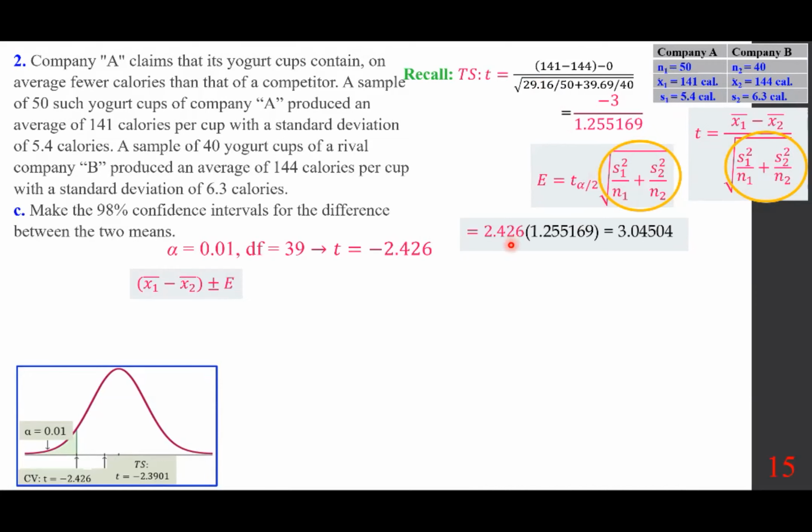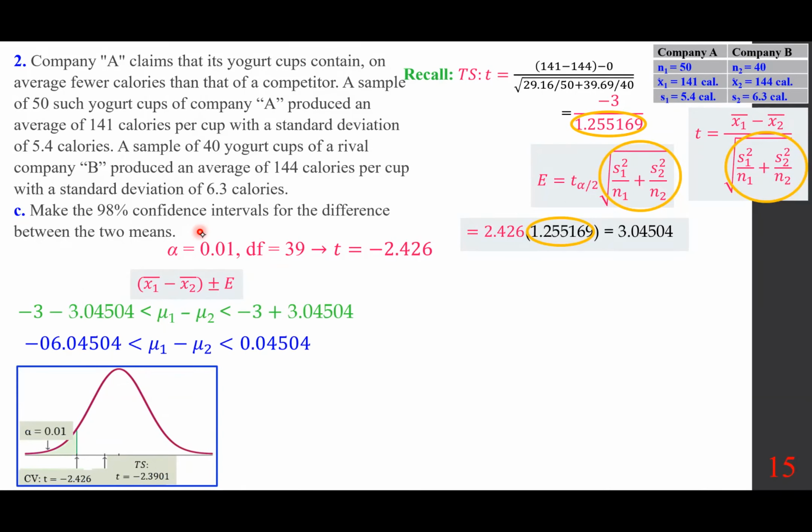So t is 2.426. What is this whole mess? You already have it in the denominator of your test statistic. And now you put it here. Negative 3 goes here, plus or minus this number. Take a look, that's where it comes from. And so therefore, mu sub 1 minus mu sub 2 is between these two values, which is between negative 6.04504 and positive 0.04504.